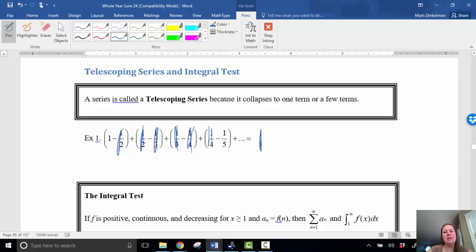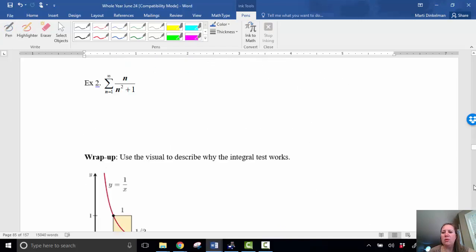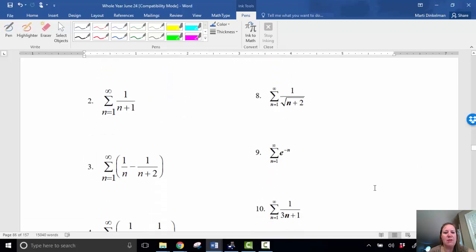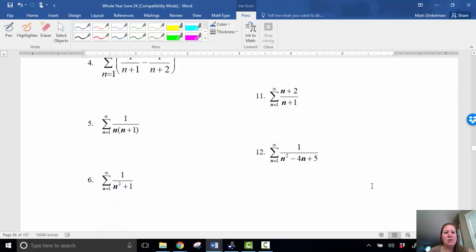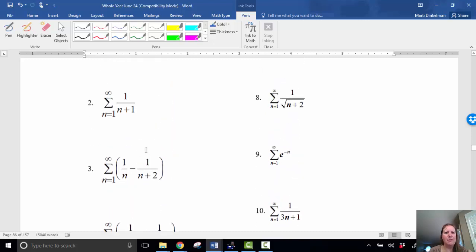So telescoping is not really a test, it's just that you look at it and notice that it is telescoping. I'm going to real quick go to the assignment here and see if I gave you one that wasn't. I think on number 5, what you probably need to do is partial fractions so that you can write it in a way that looks like this. So if you want to write yourself a little note on number 5, try partial fractions and then see if it's telescoping after that, okay?